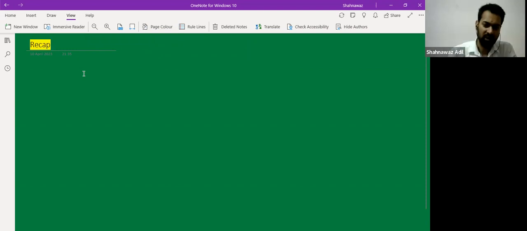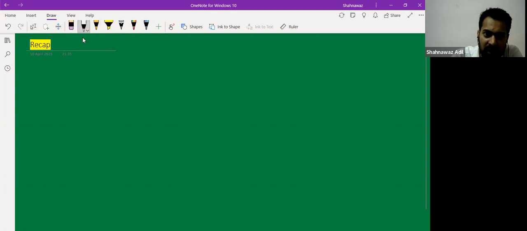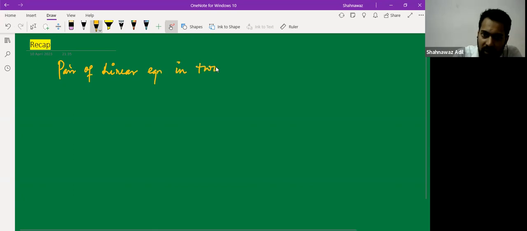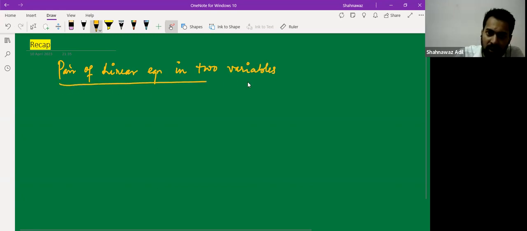So in this chapter, we are finding the solutions of linear equations in two variables. So the chapter is about a pair of linear equations in two variables, right? So the first thing is that pairs, right?